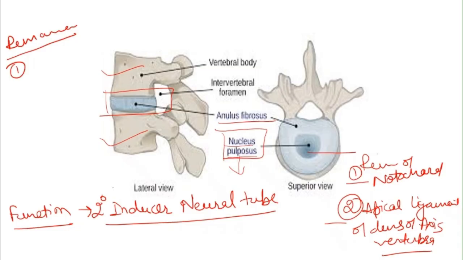Mainly it acts as a secondary inducer for the formation of the neural tube, and the primitive streak acts as a primary inducer for the formation of the notochord and the intraembryonic mesoderm, and after the formation of the notochord, formation of the neural tube takes place. So this is a quick revision giving the introduction and its formation and what are the remnants of the notochord.